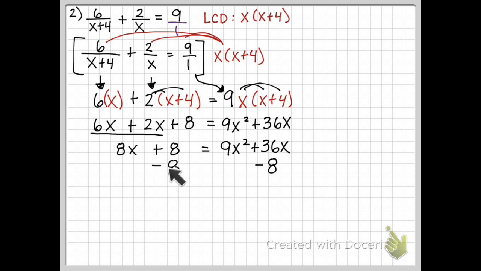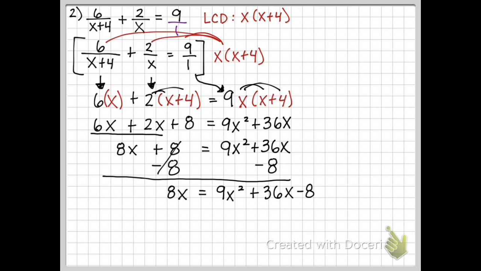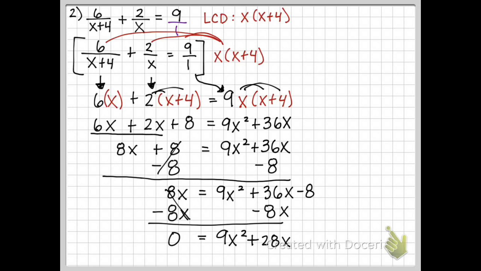Hang on. So subtract 8 from each side. I'm just going to set it equal to 0. So that cancels out. I'm left with 8x equals this whole thing, 9x squared plus 36x minus 8. Then I'm going to subtract 8x. That cancels. I have 0 on the left-hand side. 9x squared stays the same. 36x minus 8x is 28x minus 8.